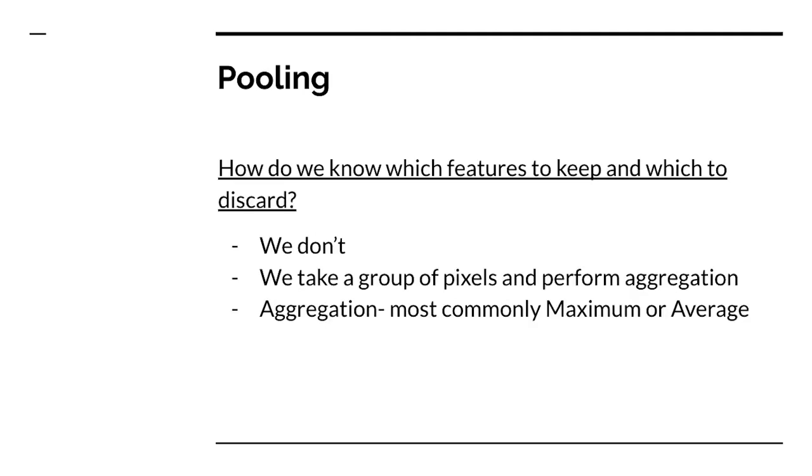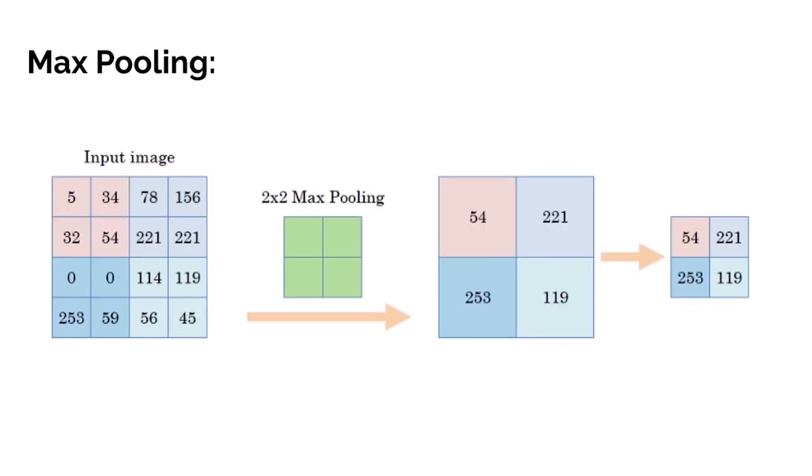So a question that might pop up in your mind is, how do we know which features to keep and which to discard? The short answer is we don't. So we take a group of pixels and perform aggregation. Now the aggregation can either be a maximum aggregation or average aggregation. Now this is an example of max pooling.